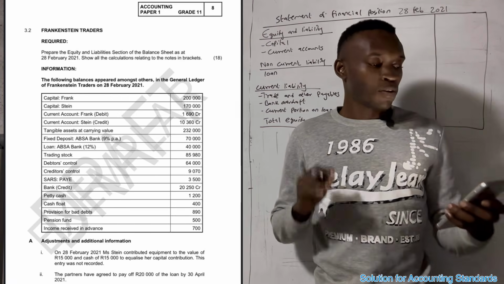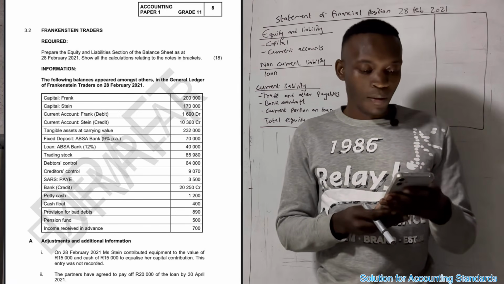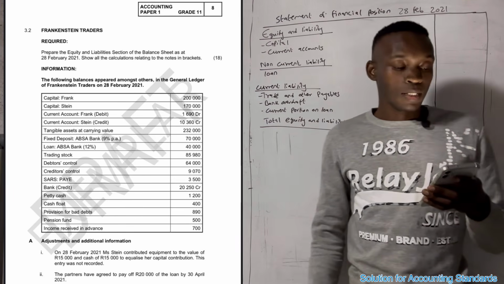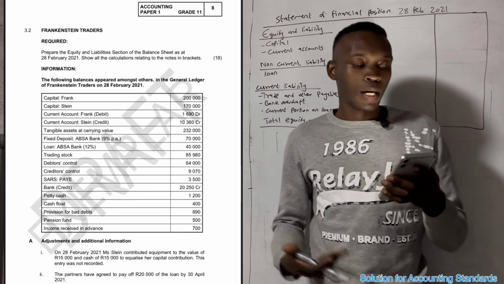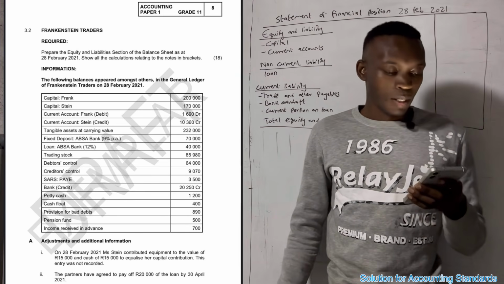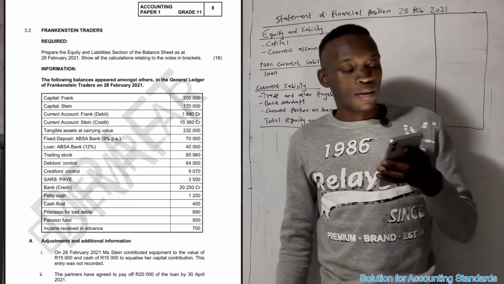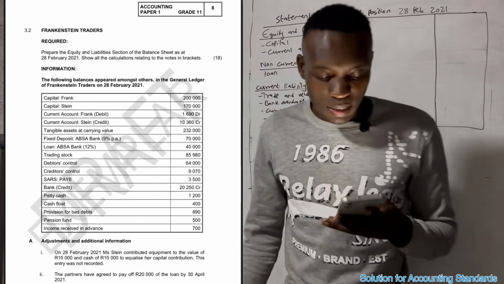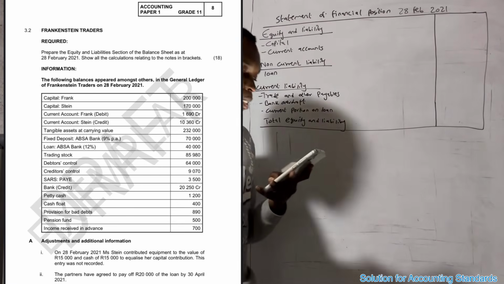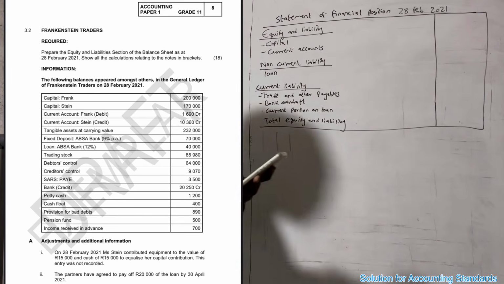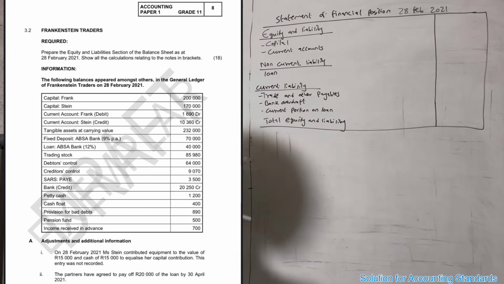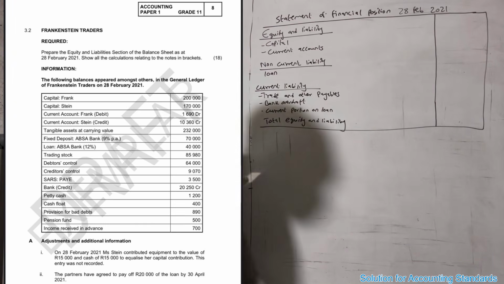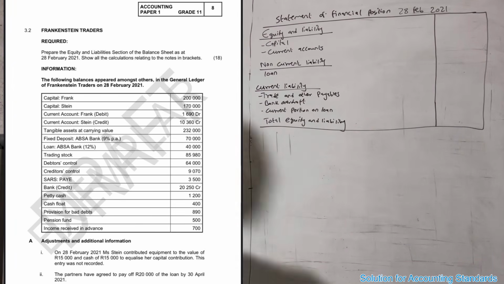So basically here we have two questions, guys. The first one is going to talk about a balance sheet, and the second one is capital notes and current account notes. Okay, let's start with the balance sheet one. It was 3.2. Required: prepare the equity and liability section of the balance sheet as at 28 February 2021 and show all calculations relating to the notes in the brackets. 18 marks. They want us to fill in this small balance sheet. The asset section was not required.